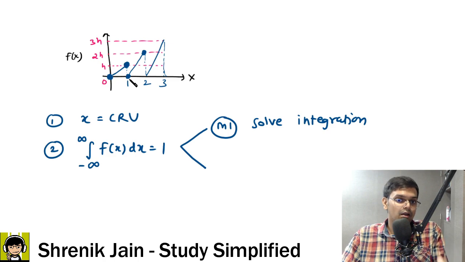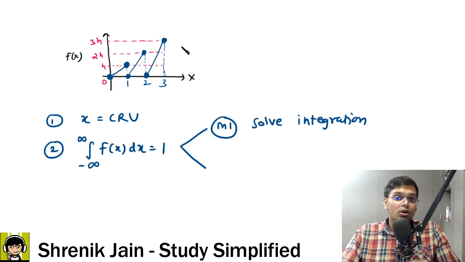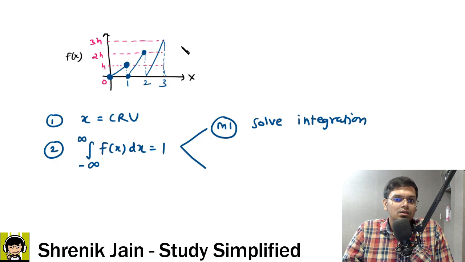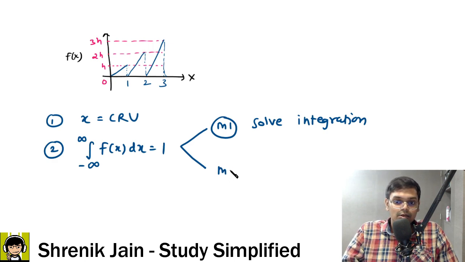Again, x is 1, y is 0. This is the point where x is 2, y is 2h. 2 points, equation of straight line, solve it again. You can see the next, then solve 3 integration and then get the value of h. Oh Sarji, it's a very tedious task. I know it, therefore I say it as method 1. But then there is method 2 also.